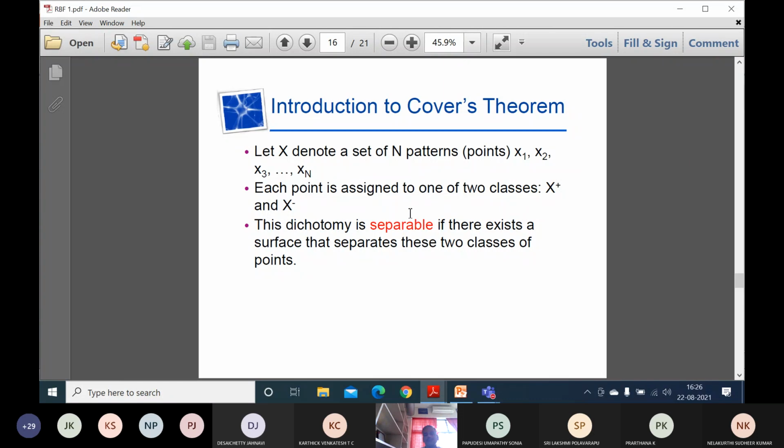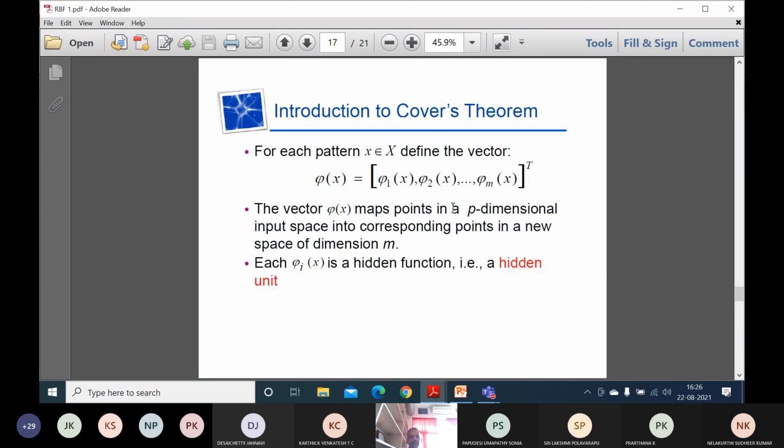it means there exists a surface that separates these two classes of points. Whenever I try to segregate or group X plus in one location and X minus in another location, I say that there exists a surface that separates these two classes of points.